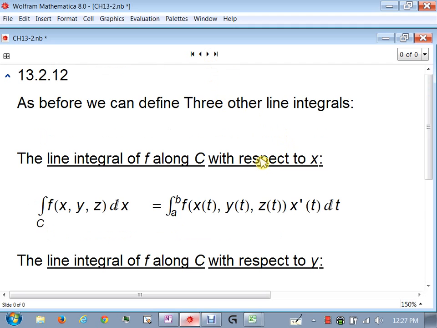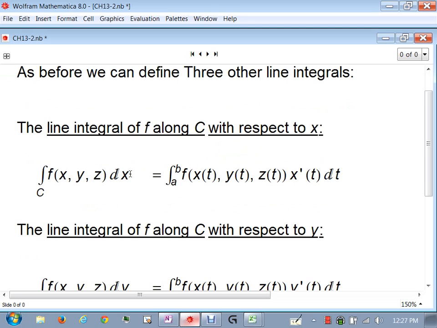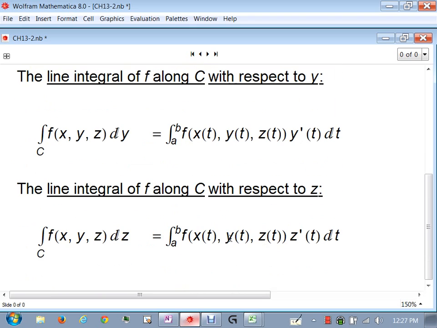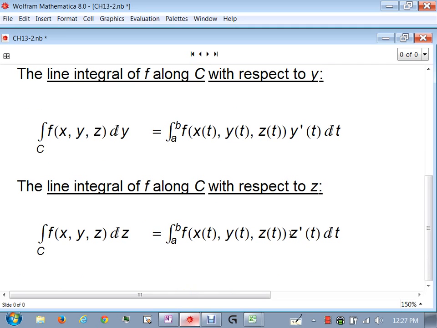Okay, as before, we can define three other line integrals. If we have the line integral with respect to arc length, then it would make sense to do it with respect to x. So it would be the same thing, except you throw an x prime at the end. With respect to y, everything's the same except get the ds out of there and just do that. With respect to z, same thing. Don't ask me what this looks like. I'm not going to be able to explain it. I can't even explain what the original one looks like because it's so hard to visualize.